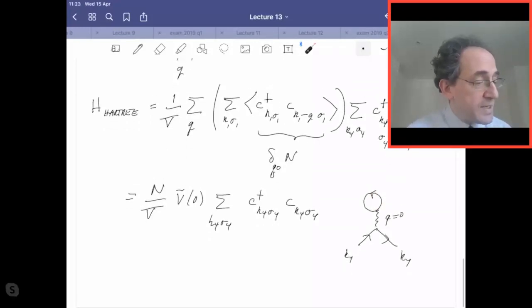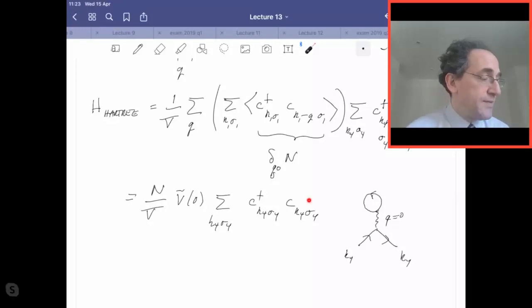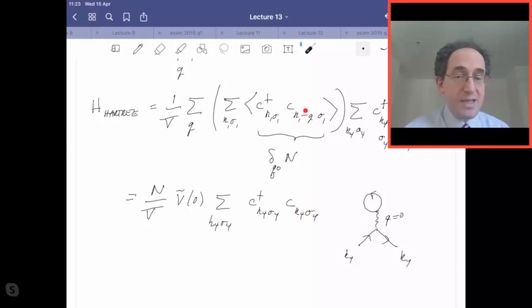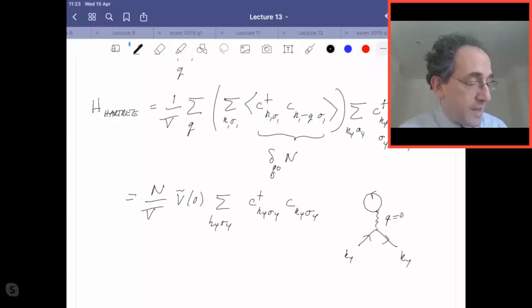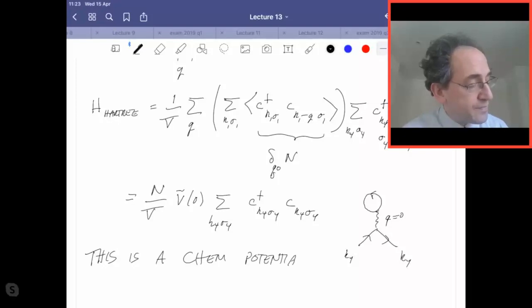So what is the physics of this term? The physics of this term is nothing more than a chemical potential. This is just counting the density again. This is going to be an operator that measures the density. Here we took an average of the density, counted the total number of particles in the system, and this is going to be an operator that's going to just measure the total density in the system. So this ends up being just a chemical potential shift.